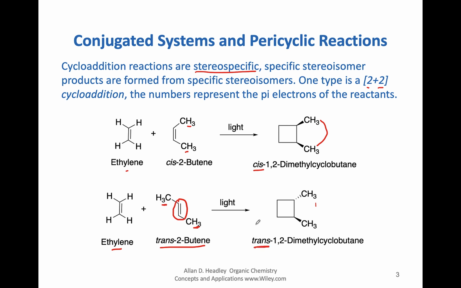As we emphasized in the last lecture, light is necessary for these reactions because it promotes electrons so that the orbitals are allowed for the electrons to flow from the HOMO, highest occupied molecular orbital, to the LUMO, lowest unoccupied molecular orbital, for both reactants. So you may want to review that concept again.